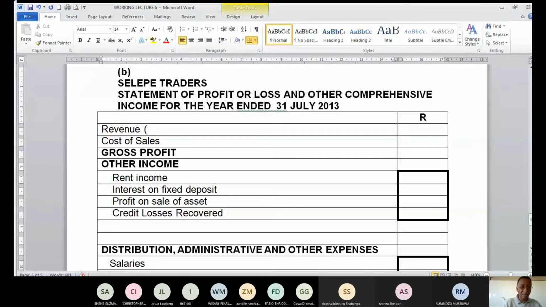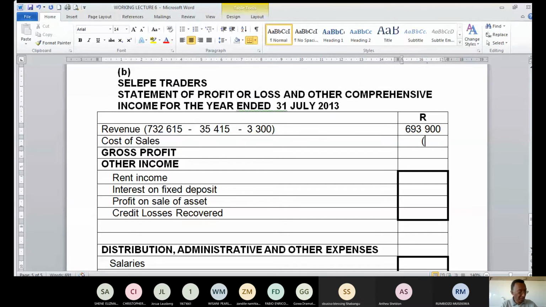Your sales will be the amount now of 732,615 minus sales returns 35,415. That's your sales returns minus settlement discount granted of 3,300 and our revenue or our net sales, which we call our revenue, is the amount of 693,900.